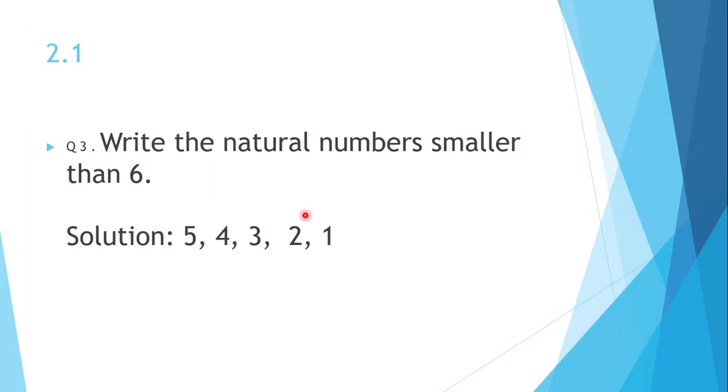Now the last question of exercise 2.1, which is question number 3: write the natural numbers smaller than 6. You have to write down all the natural numbers which are smaller than 6. Okay, 5, 4, 3, 2, 1. Why am I not writing 0 here? Because 0 is not a natural number. As we studied previously, 0 is a whole number. So 5, 4, 3, 2, 1 are all the natural numbers less than 6.